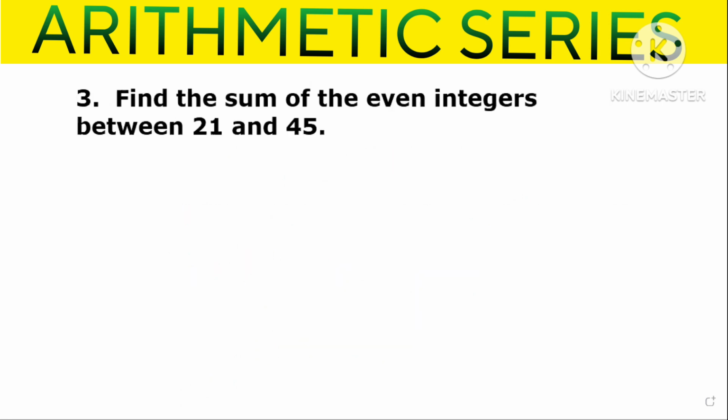Problem number 3, find the sum of the even integers between 21 and 45. So finding the sum of the even integers between 21 and 45 is like getting the sum of the sequence 22, 24, 26, dot, up to 44, right? Of course, we do not include 21 and 45 because those are odd integers. Now, since the first term and the last terms are given, we can use formula number 1.